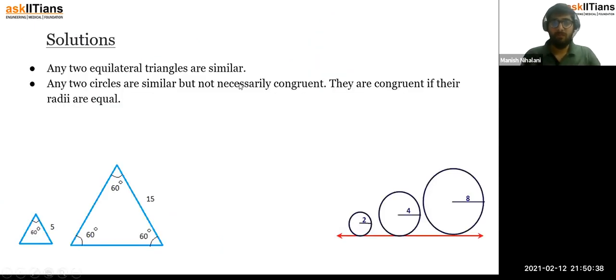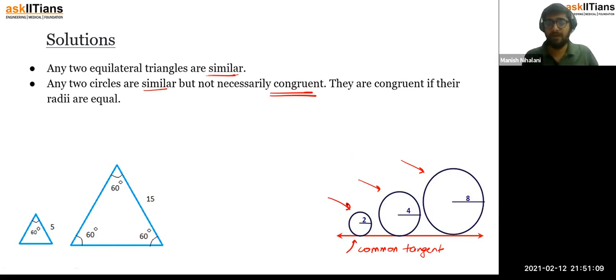Let's move to next. Now we'll see this. Okay, this is the solution. So any two equilateral triangles are similar, any two circles are similar but not necessarily congruent, because you all can see here that these three different circles have different radii, although they have a common tangent. This is the common tangent of these circles, but they have different radii, right? So one is 2 units, 4 units and 8 units. So they are similar circles but not congruent circles.